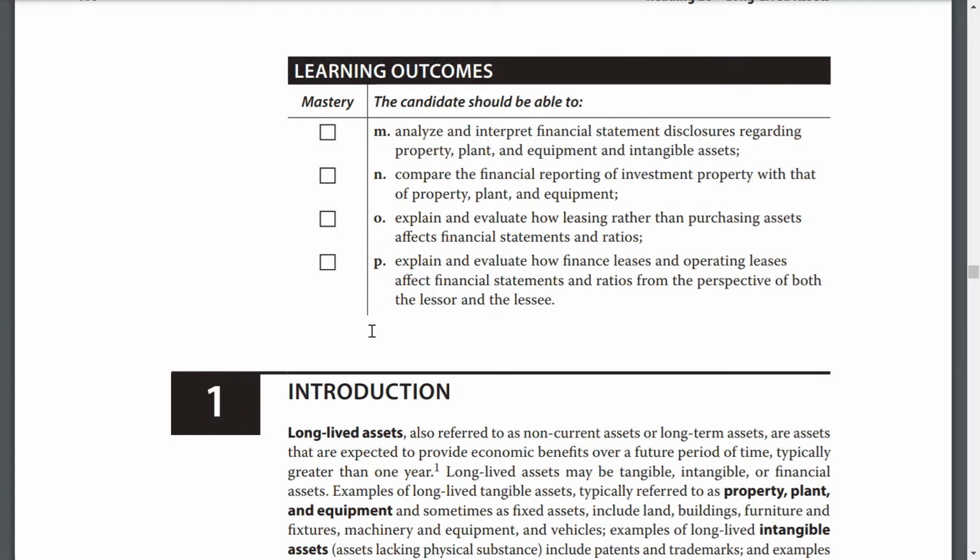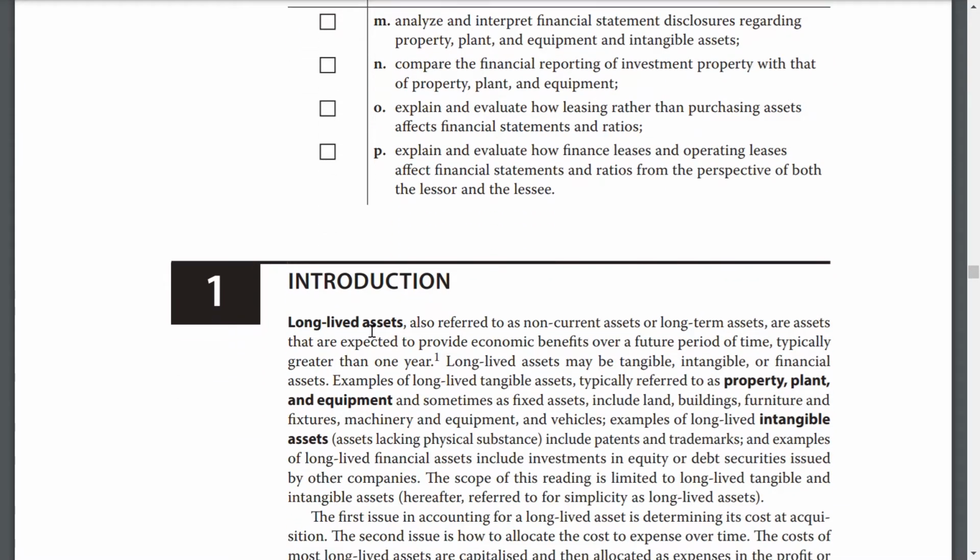Compare the financial reporting of investment property with that of property, plant, and equipment. Explain and evaluate how leasing rather than purchasing assets affects financial statements and ratios. Explain and evaluate how finance leases and operating leases affect financial statements and ratios from the perspective of both the lessor and the lessee. Introduction.